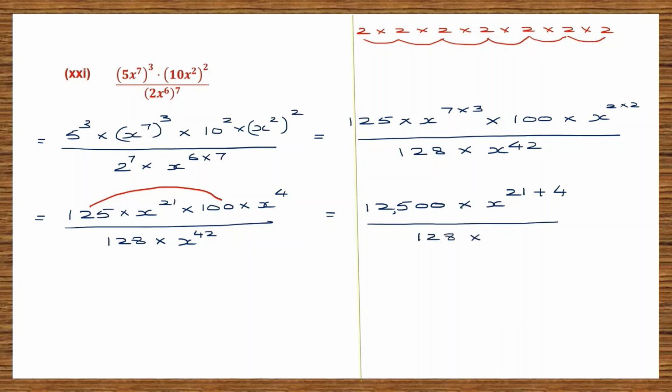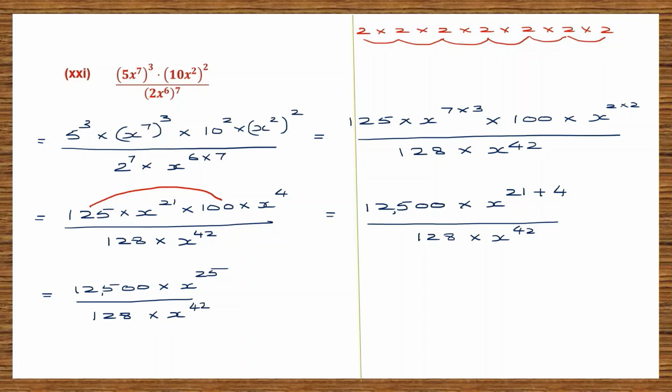128 into x to the power of 42. So in the next step, we have 12,500 into x to the power of, now add up the powers here, 21 plus 4 is 25. X to the power of 25, and in the denominator we have 128 into x to the power of 42.